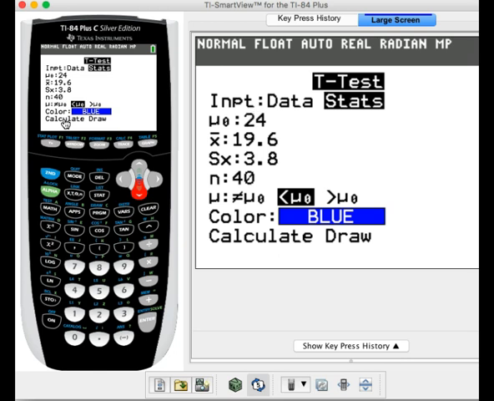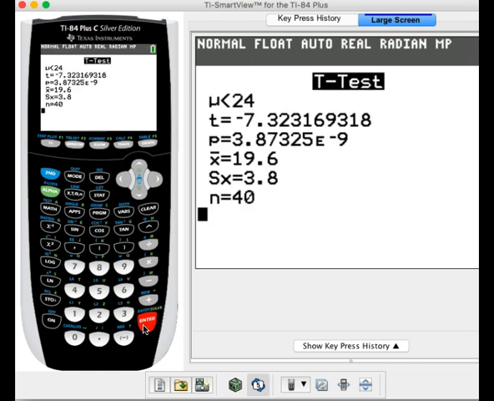So once we have that, make sure you're selecting the right type of test. In this case, it's a less than, because it's a left-tailed test. And then scroll all the way down. Sorry, I had to restart this calculator and it's being a little fickle. Okay, go down to calculate.